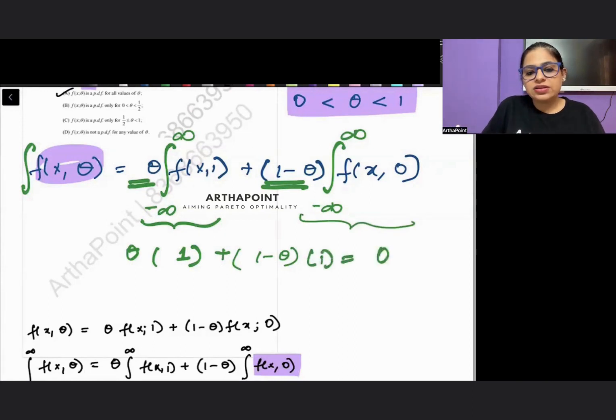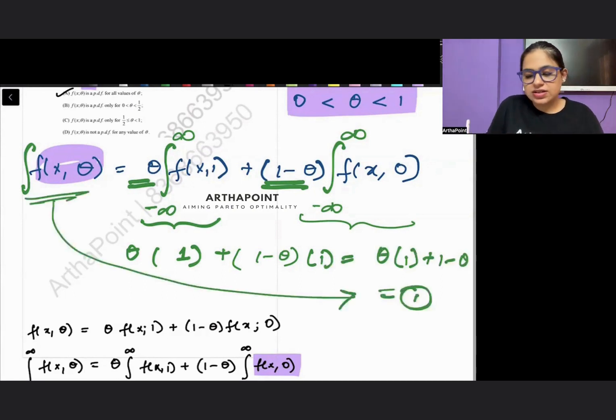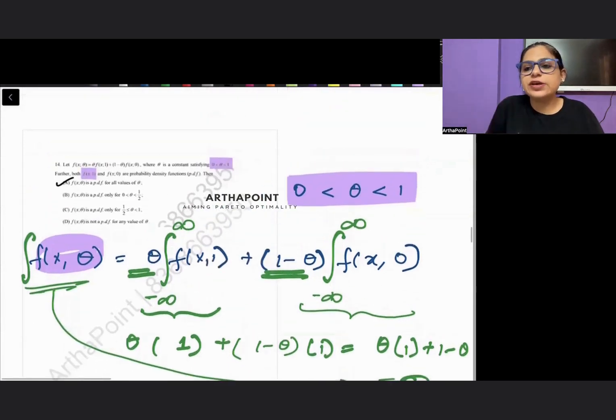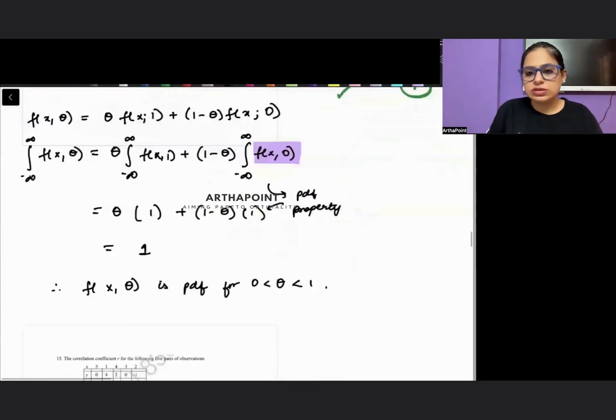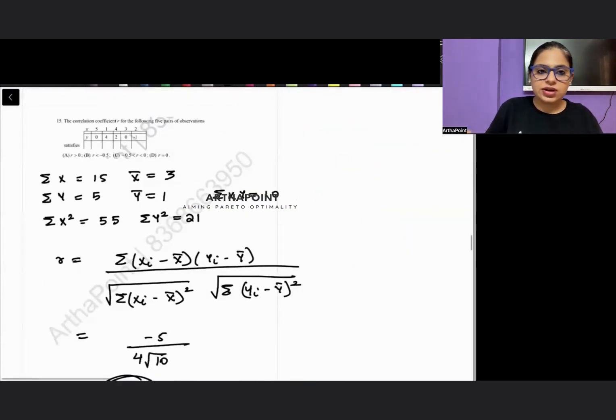Right? So I will get theta into 1 plus 1 minus theta. That means I will get the answer as 1. So when this is integrated, I'm getting the answer as 1. So this also becomes a valid PDF. Right? So the answer will be A. It's a valid PDF for all values of theta. Okay, come to the next question.